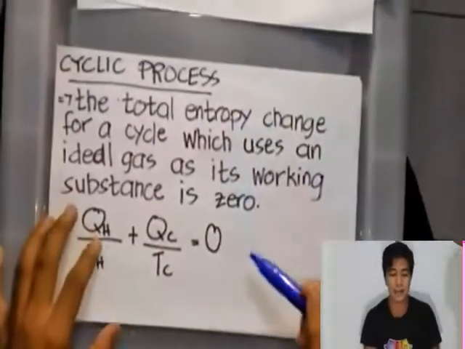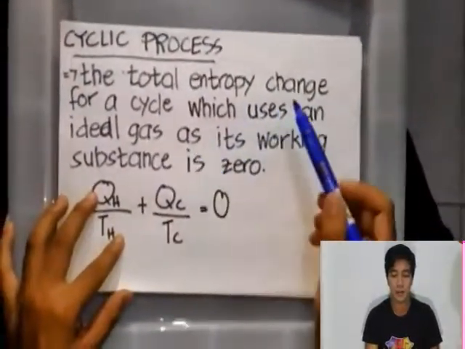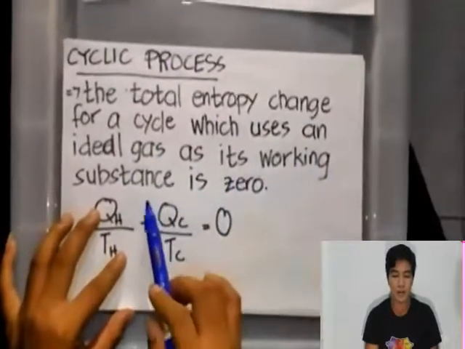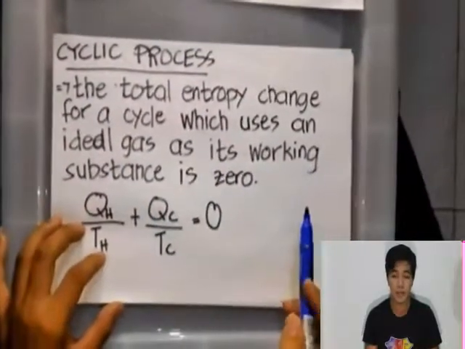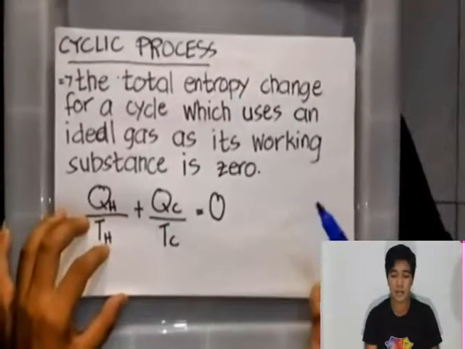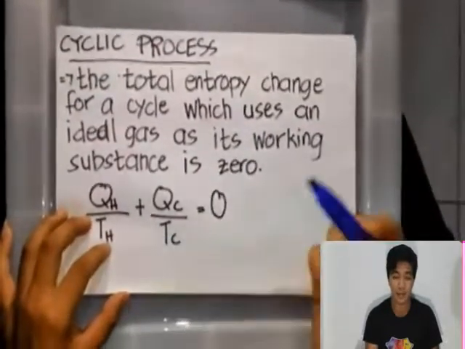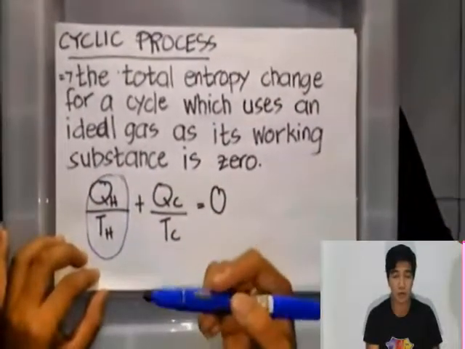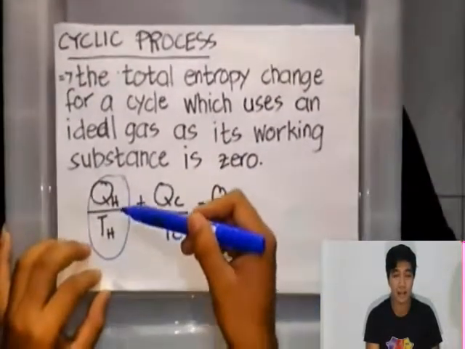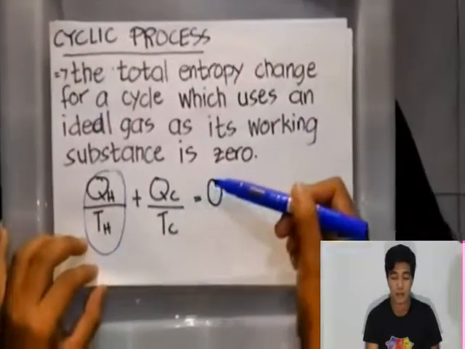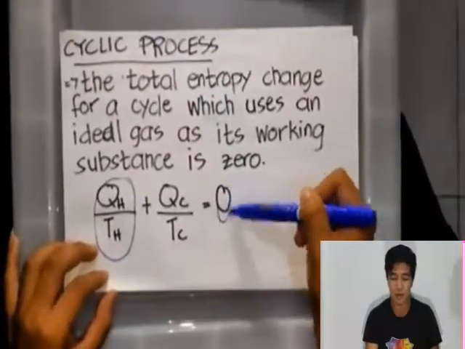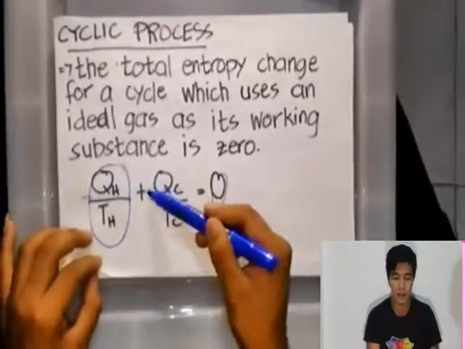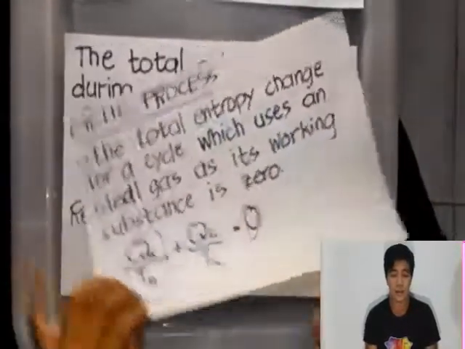So we have here the cyclic process. The total entropy change for a cycle which uses an ideal gas as its working substance is zero. So meaning, zero gid siya always ang cyclic process, reversible cyclic process. We have here the entropy, di ba? Entropy nato is Q over T. Pero, from the hot plus na to siya sa cold, kung cyclic process siya, is always zero.